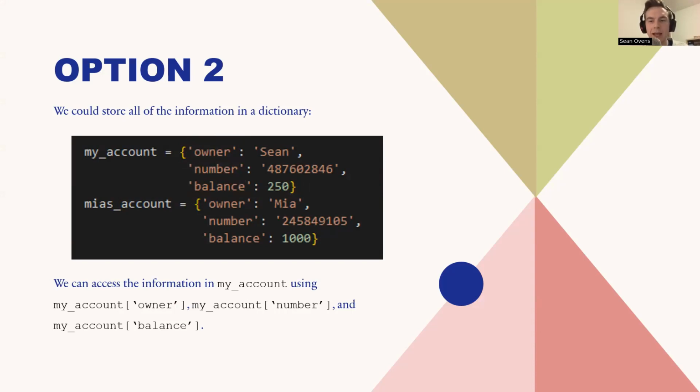And we can access the values that we store in a dictionary using these keys along with this square bracket notation. So we would access the owner of my account using my account and then square brackets and then owner.